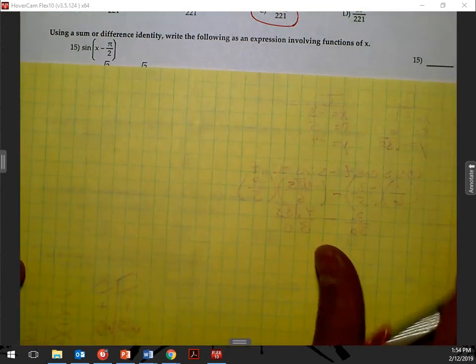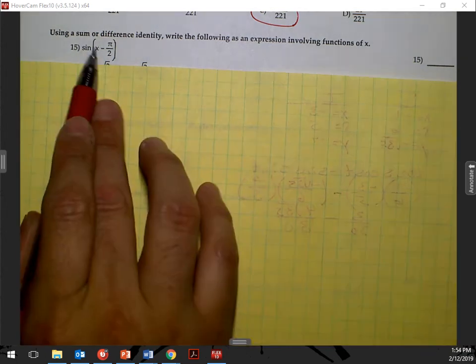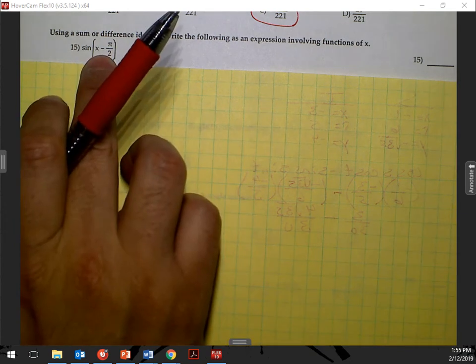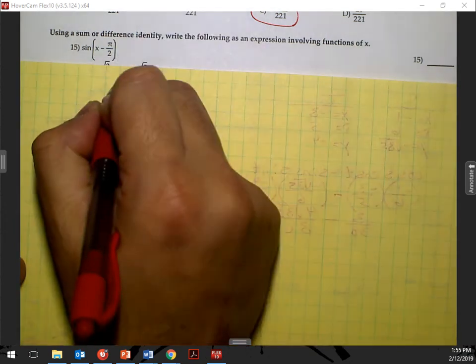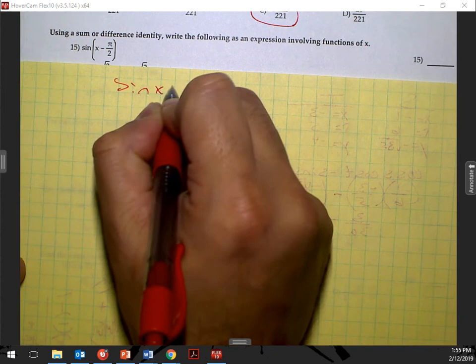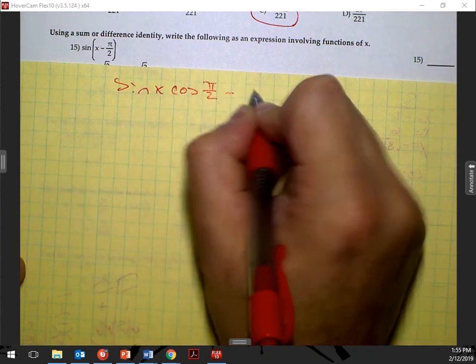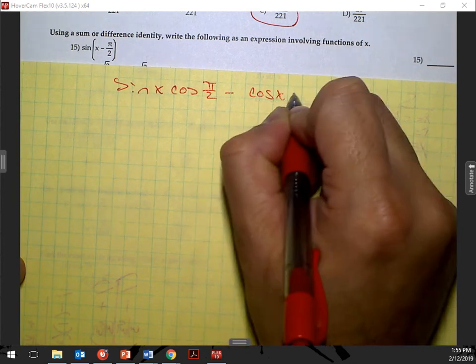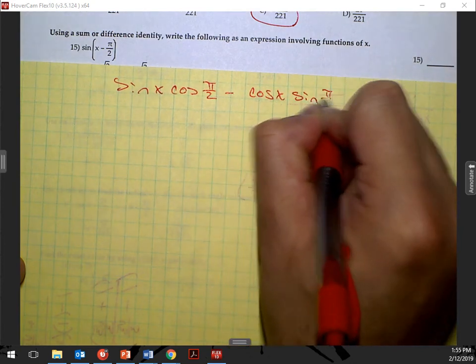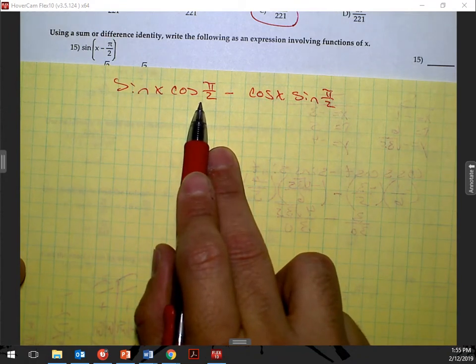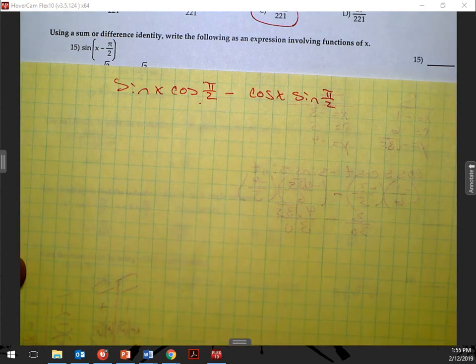All right, this one right here. Sum or difference. So now I'm just going to write it out. Sine of x minus pi over 2. So that means it's a difference identity, right? So it's going to be sine x cosine pi over 2, and then minus cosine x sine of pi over 2. Now, what's the cosine at pi over 2? Say 0. Look, got a unit circle, right?